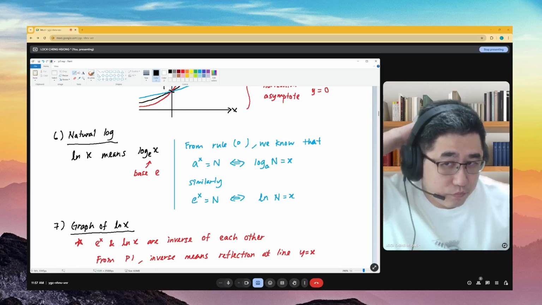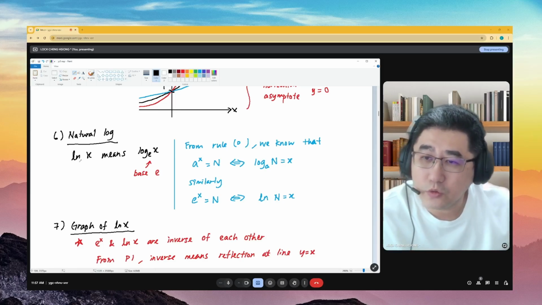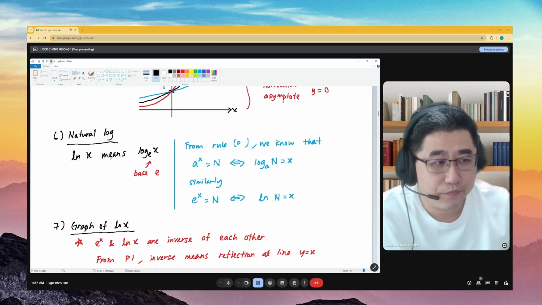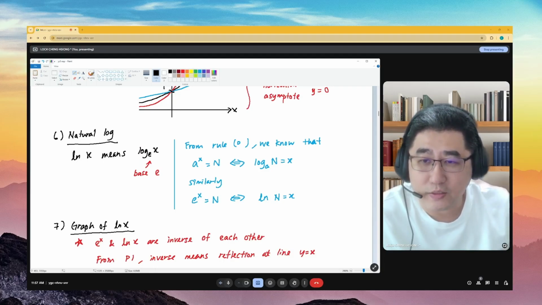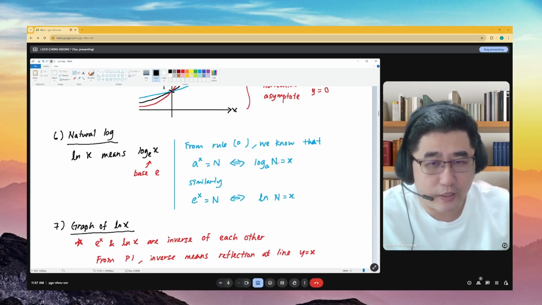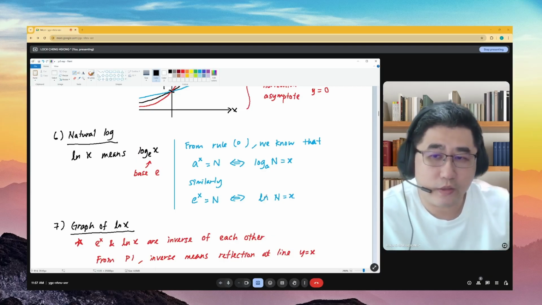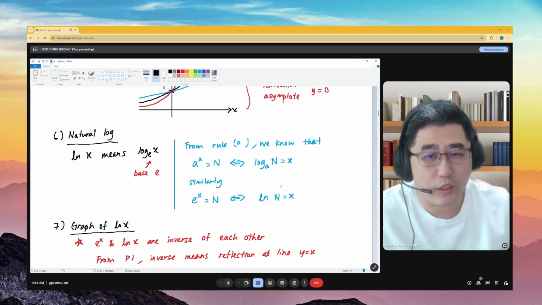Natural log. You will see in your syllabus something that looks like ln x. ln x means log base e. Log base e, log_e, can be simplified as ln. So from before, we know that a^x equals n can be written as log base a of n equals x. Similarly, e^x equals n can be written as ln n equals x. So the ln here is basically log, just a log in base e, that's all.